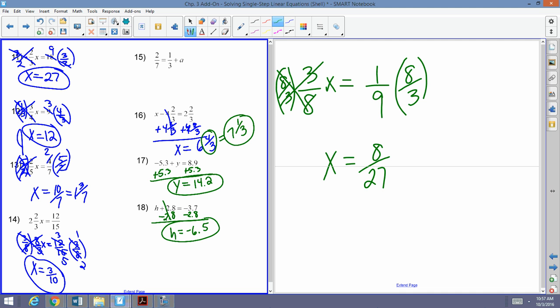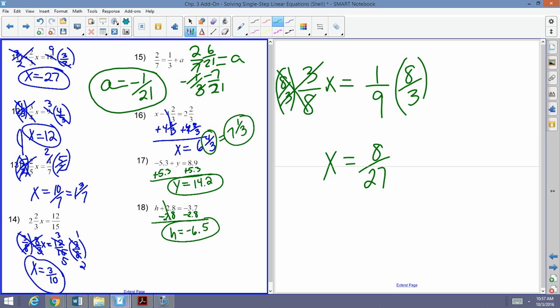So let me redo that. Thank you so much. So I've got 2/7 minus 1/3 equals A. This goes to 21, that goes to -7. This goes to 21, that goes to 6. You're absolutely right. So A equals -1/21. That was my fault for not double checking.